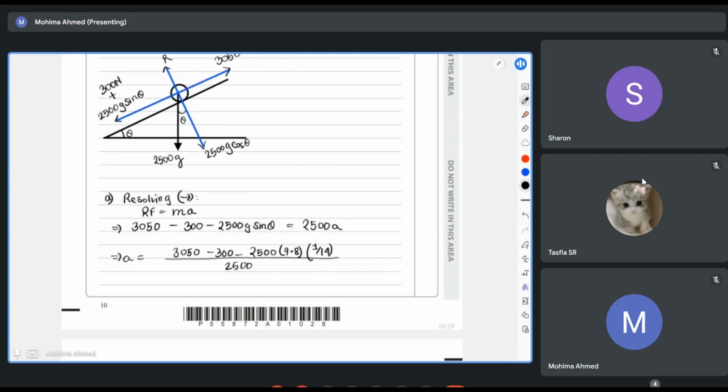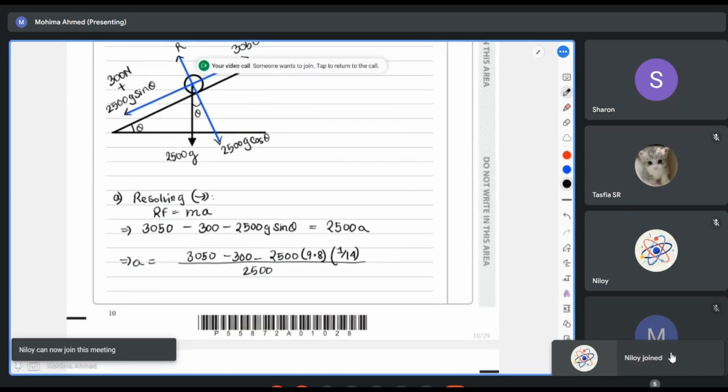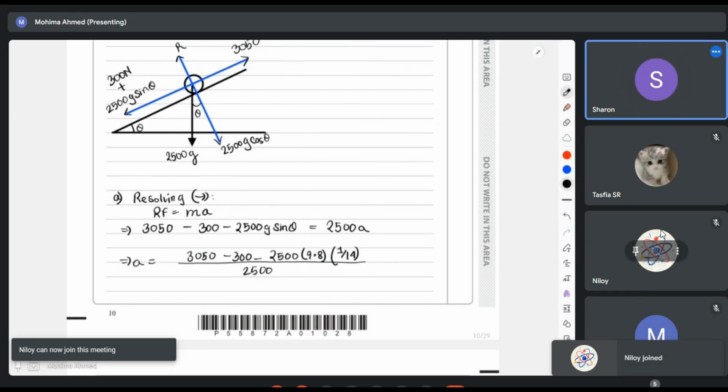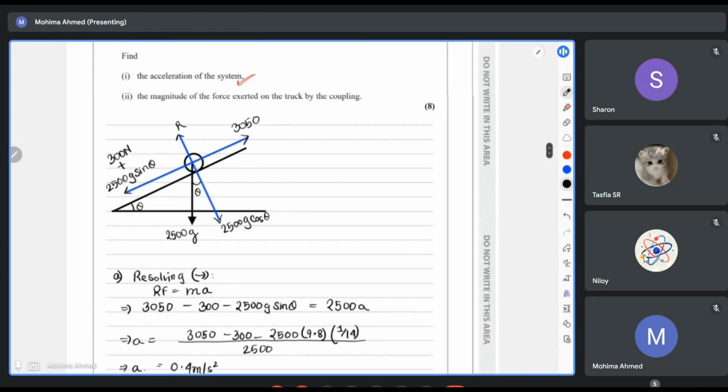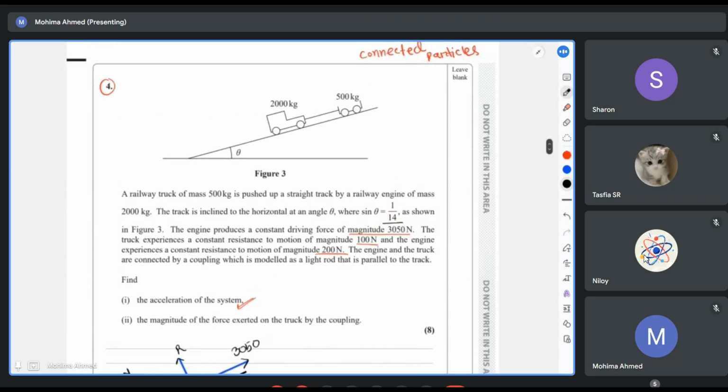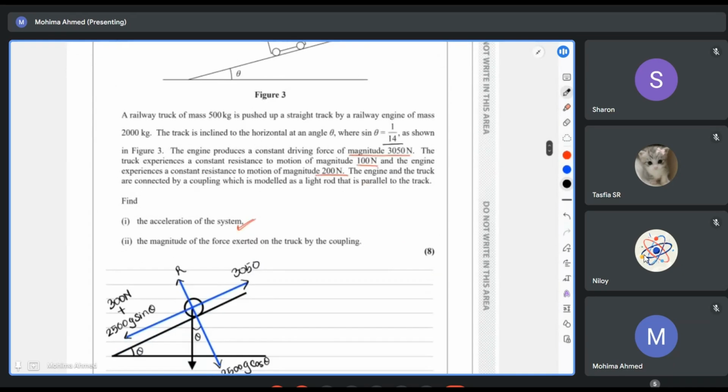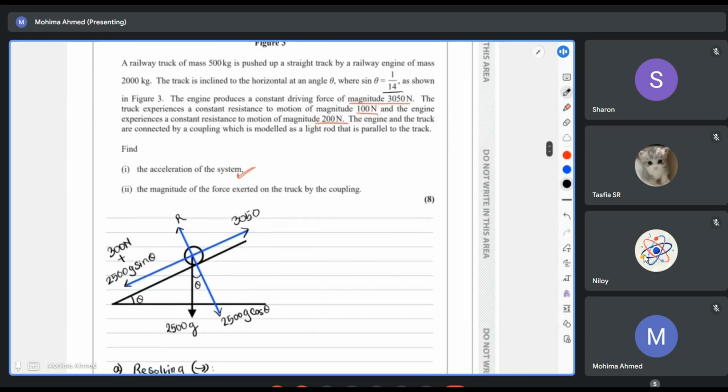Okay, so what is the answer for part A? 0.4, right? 0.4. So we'll write our answer as 0.4 meters per second squared. Niloy, you are late, but thank God you arrived at least. We are completing question 4. This was from connected particles, but you can focus from question 5, okay? And you have to watch the recordings of the last class and also for this question 4.